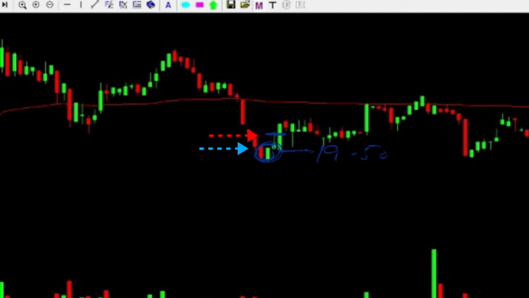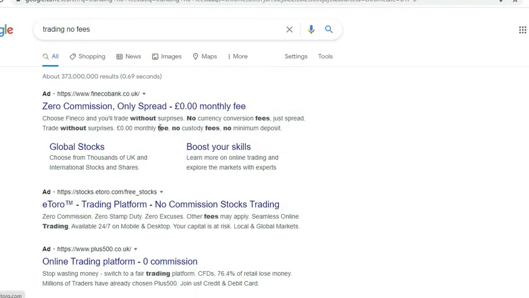You'll never get filled at the exact price that the market's showing. This is why it's difficult to make money as well, because not only have you got to be aware of slippage, but you're also paying for a spread and sometimes additionally fees to the broker. And if you Google trading with no fees, you can see a long list of no fees, no commission. See, it says here only spread.